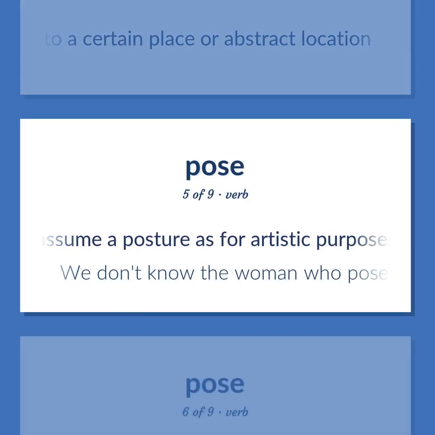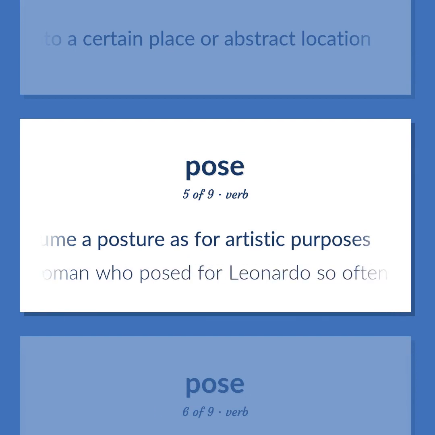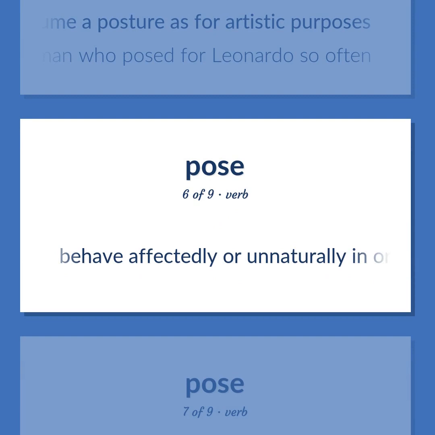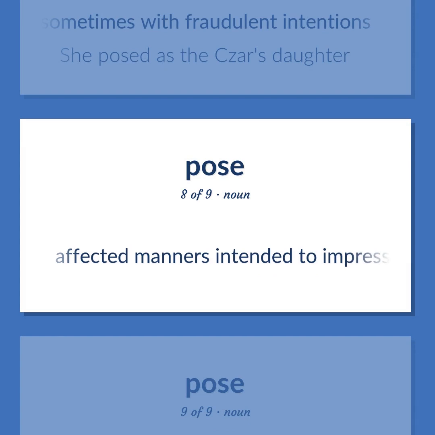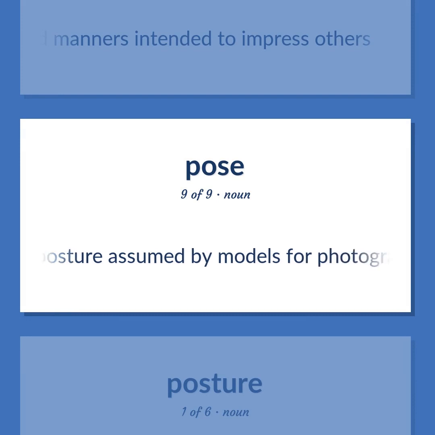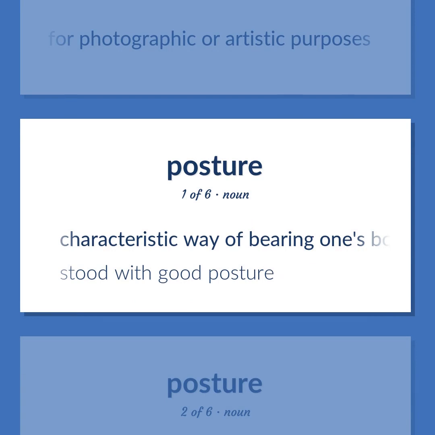Assume a posture as for artistic purposes. We don't know the woman who posed for Leonardo so often. Behave affectedly or unnaturally in order to impress others. Pretend to be someone you are not, sometimes with fraudulent intentions. She posed as the Tsar's daughter. Affected manners intended to impress others. A posture assumed by models for photographic or artistic purposes. Characteristic way of bearing one's body.